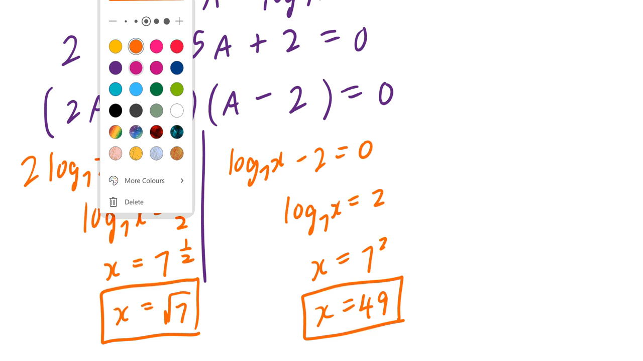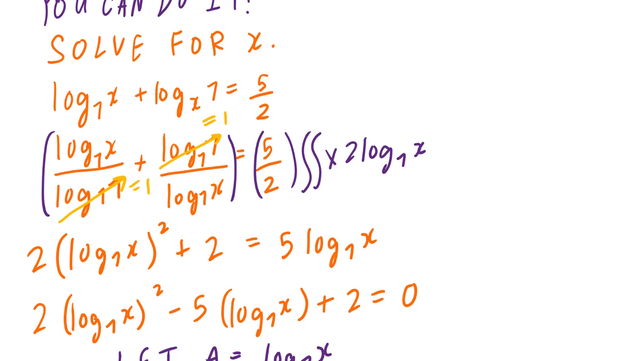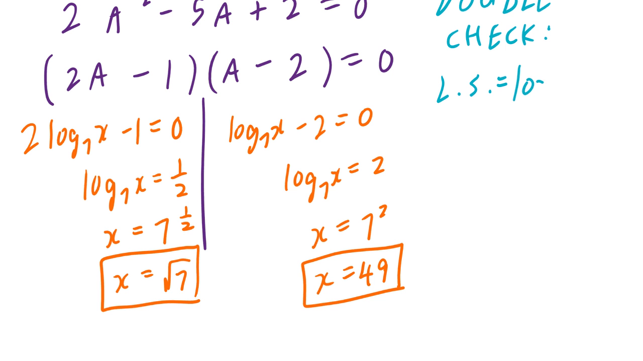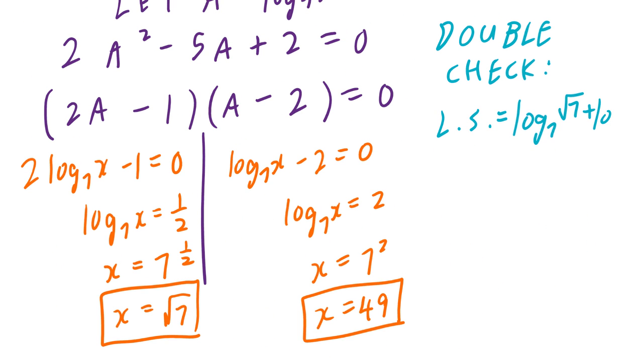So in a different color, I'm going to show you how that works. Double checking just means you take the calculator and you plug it back in. So it's not a formal double checking. You're just double checking with the calculator. On the left-hand side, you can plug root 7 back into the original function. So this is going to be log base 7 of root 7 plus log base root 7 of 7. Again, the first term is going to be half, and the second term is going to be 2, which will give you exactly 2.5, which is the same as the right-hand side.